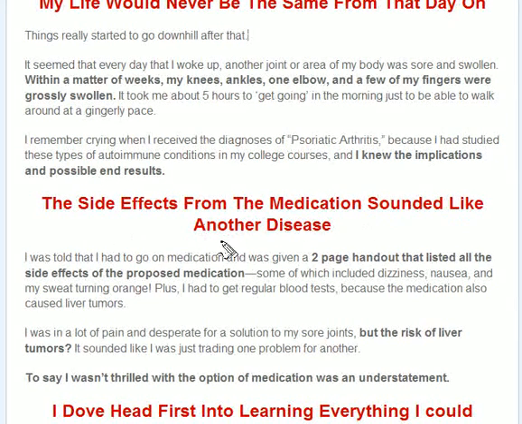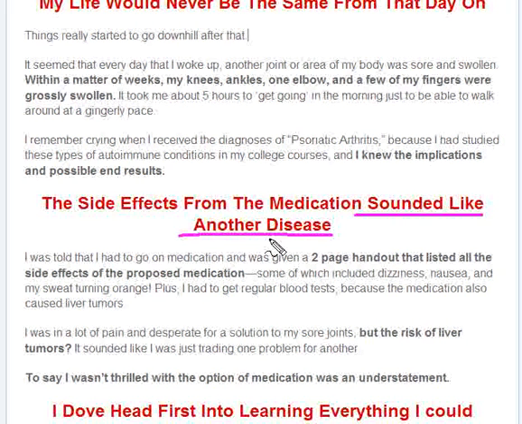"The side effect from the medication sounded like another disease." Here again, I know what you're saying. Rather than saying that it sounded like another disease, basically say that it seems the side effect from the medication was worse than the disease itself. A lot of people can identify with that because of the many commercials on television where the side effects do sound worse than the actual disease that you have.